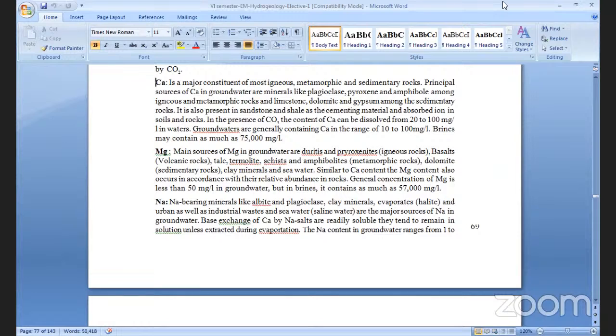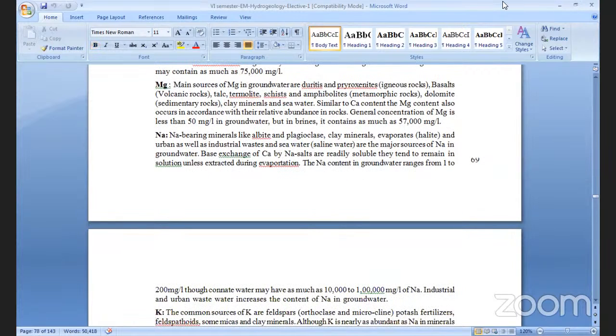Sodium-bearing minerals like albite, plagioclase, clay minerals, evaporites, and halite, as well as urban and industrial waste, seawater, and saline water, are the major sources of sodium in groundwater. It is based on the exchange of calcium by sodium salts. It is readily soluble and tends to remain in solution unless extracted during evaporation. The sodium content in groundwater ranges from 1 to 200 milligrams per liter, which is the permissible limit.